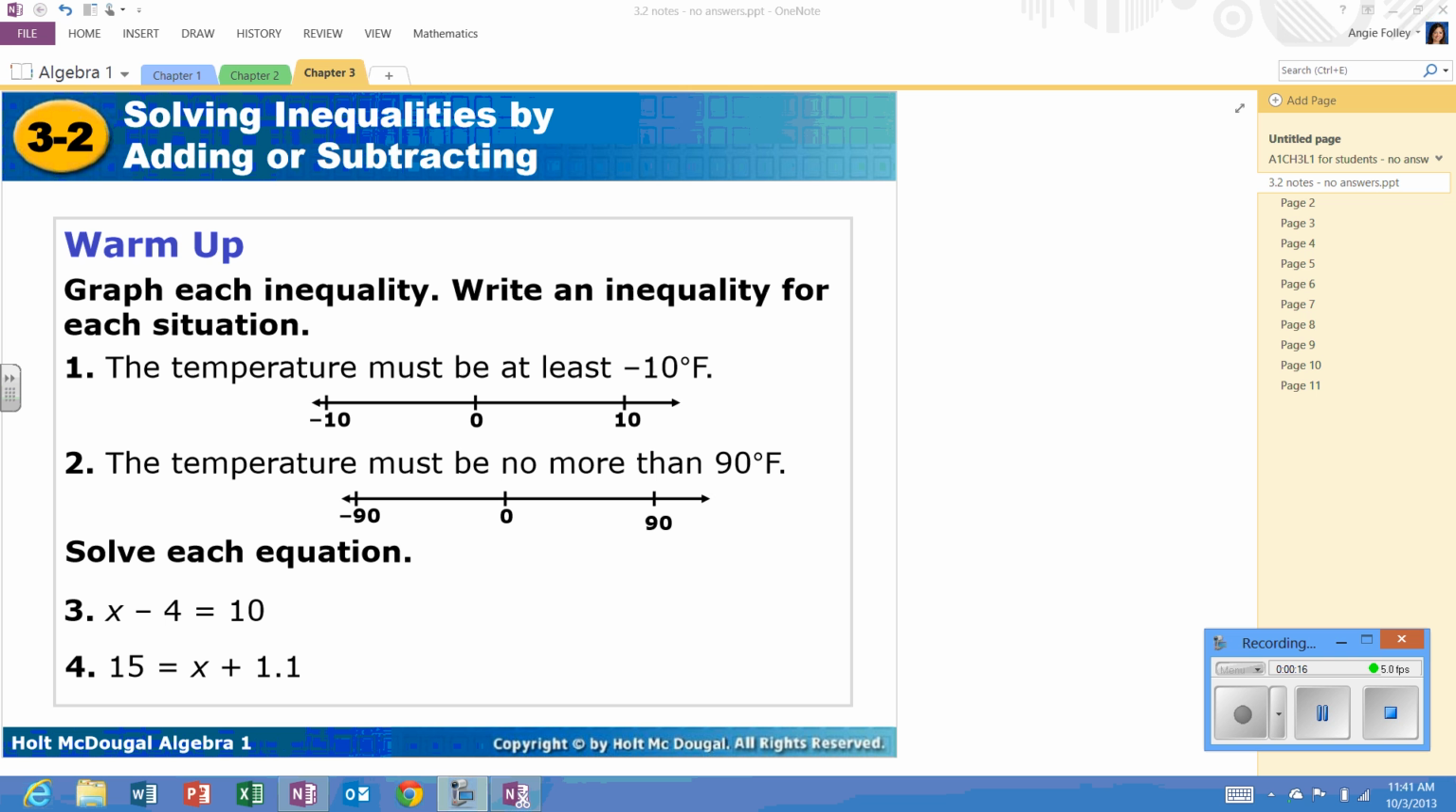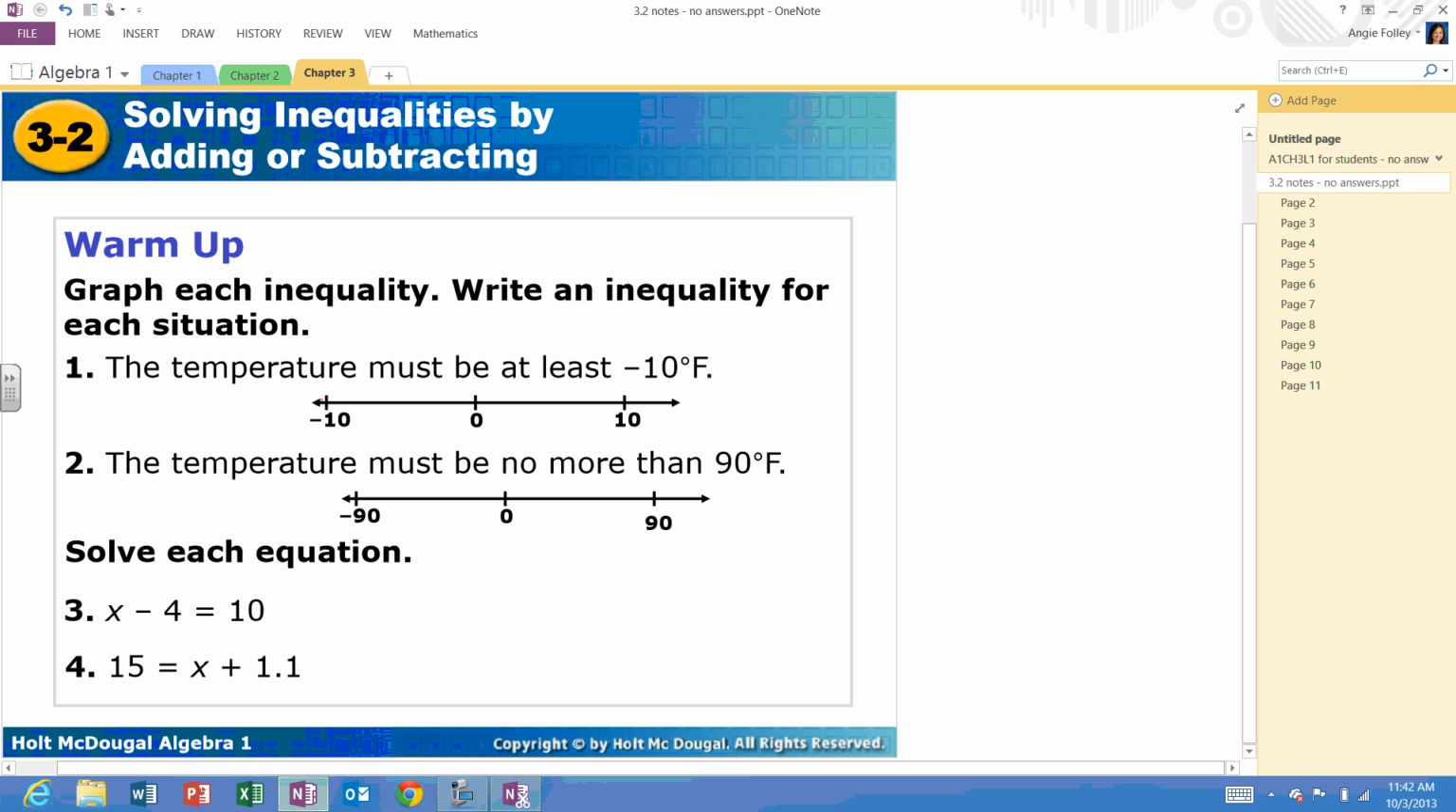Okay, so let's look at this first warm-up problem. It says that the temperature must be at least -10 degrees Fahrenheit. Well, we need to decide if we're going to include -10 on our line, and it tells us it needs to be at least -10. So that means it can be -10, so we're going to draw a solid circle on the -10. And if it's at least -10, that means it can be more than -10 as well, so we're going to color everything to the right. So all the values to the right of -10, also including -10.